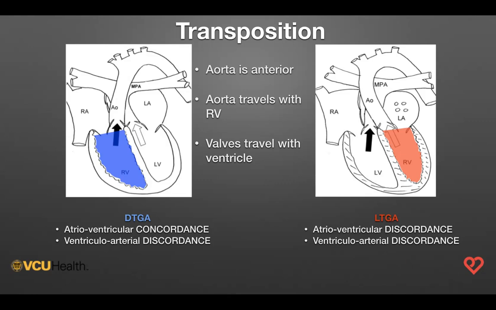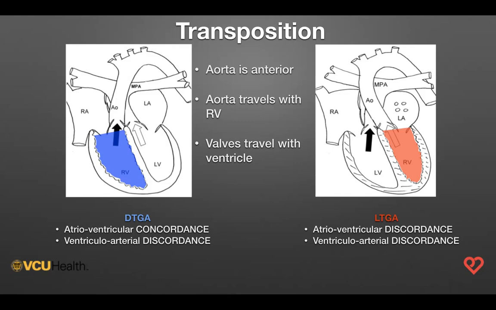What you notice with D-transposition is the RA is connected to the RV, that is concordance. But the RV is connected to the aorta, that's discordance. The LA is connected to the LV, that's atrioventricular concordance. And the LV is connected to the PA, which is discordance, okay?